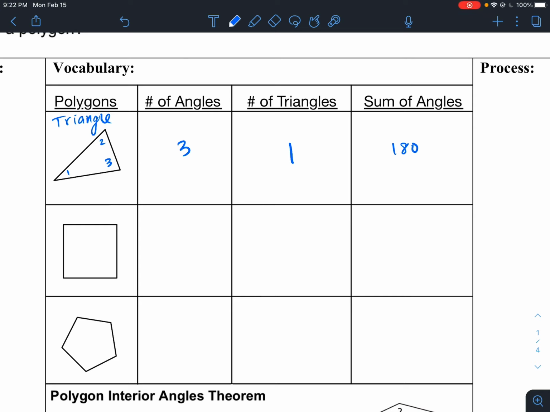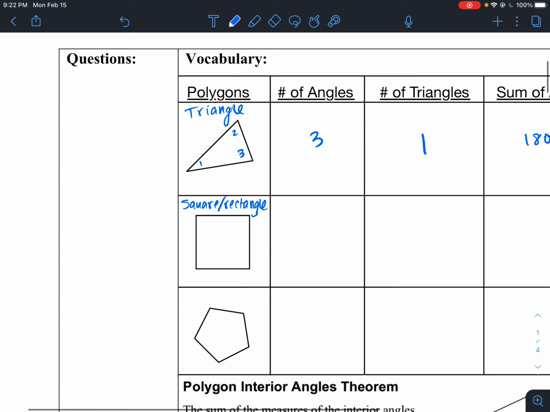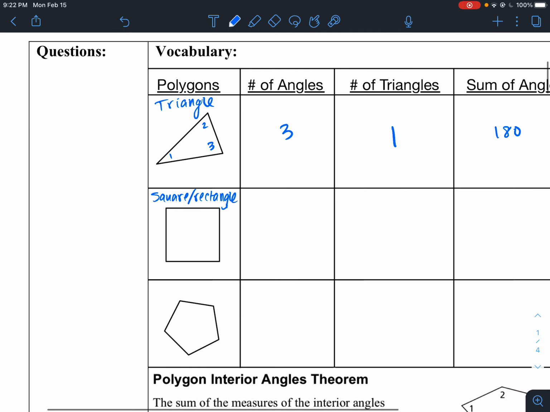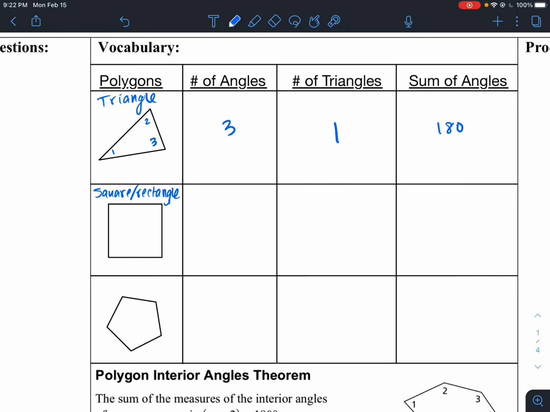So now we have a square, or rectangle. This could also be a trapezoid. I can't think of the right name for it, if that's wrong. But in any case, for any sort of polygon with four sides, and here's three sides. The number of angles that this has is 4. Number of triangles? So here's the thing.